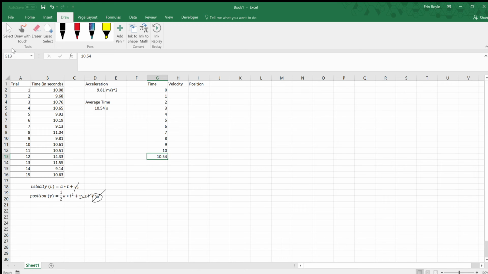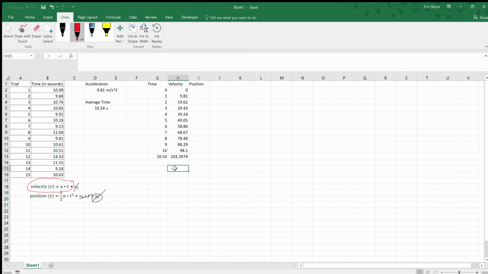So if you look down here at our velocity equation, since we said that our initial velocity is 0, that just means that our velocity at any given time is just equal to the acceleration times that time. So inside our velocity column, equals acceleration times time. Actually, before we hit enter, the acceleration term should be locked. So we're going to lock that term and then hit enter, and then click and drag it down.